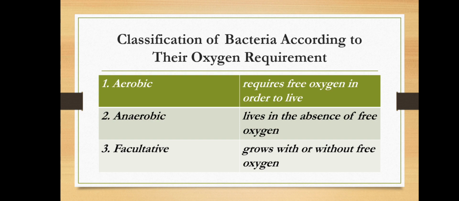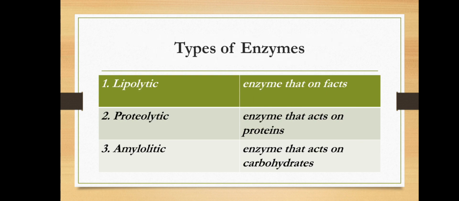First, aerobic, requires free oxygen in order to live. Second, anaerobic, lives in the absence of free oxygen. Third, facultative, grows with or without free oxygen. Types of enzymes. First, lipolytic, enzymes that act on fats. Second, proteolytic, enzymes that act on proteins. Third, amylolytic, enzymes that act on carbohydrates.